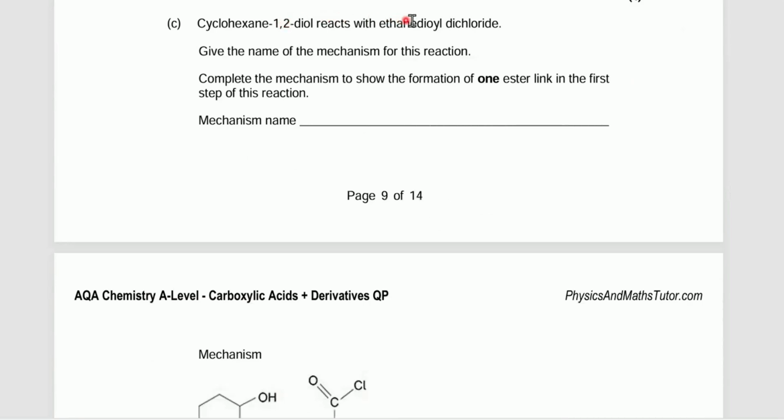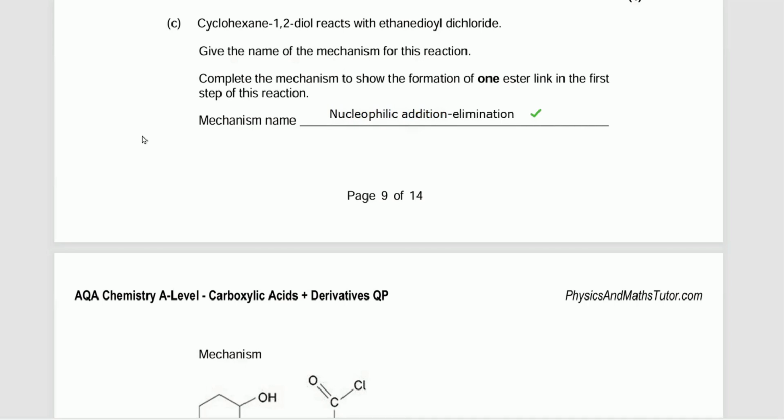Right, part C, cyclohexane 1,2-diol reacts with ethane dioyl dichloride. Give the name of the mechanism for this reaction. Complete the mechanism to show the formation of one ester link in the first step of this reaction. Right. This reaction is going to be nucleophilic addition elimination. You probably can get away with just saying addition elimination.